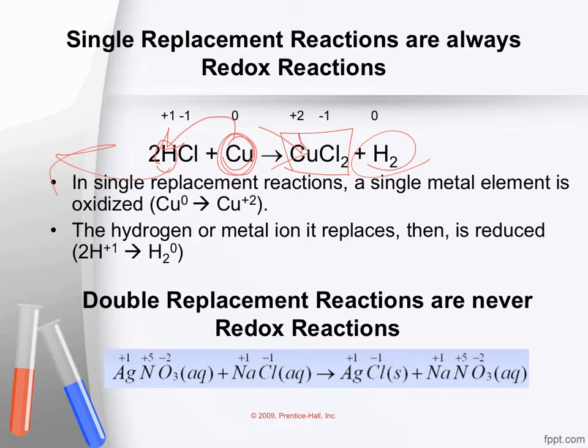But if you do happen to be able to identify them, they are always redox reactions. But let's say you don't remember how to identify them. As always, you'd have to assign oxidation numbers to each element and then compare. So we're going to start with hydrogen.